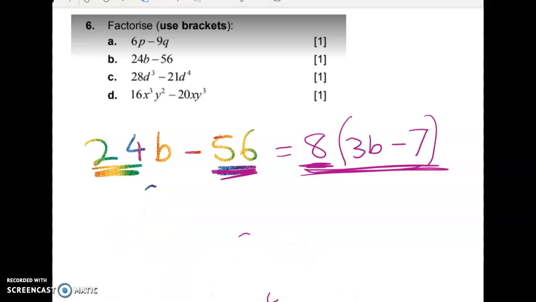Okay, so let's suppose that we don't notice that 8 is a common factor. How can we tell when we get to the end of the question? So suppose we just notice that 2 is a common factor.